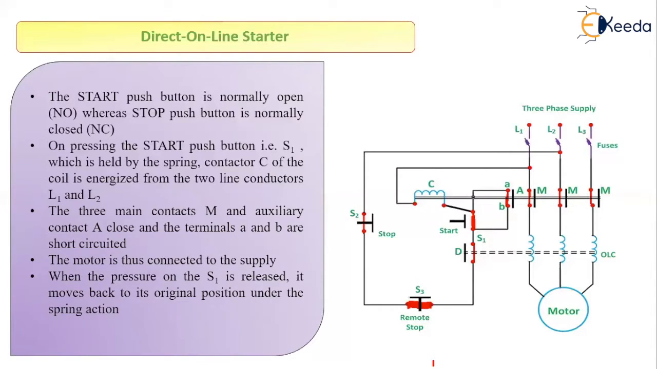Now suppose I want to stop the motor. What will I do to stop the motor? I have to just press this stop push button. But before that, this start push button is a press button. So once you release the pressure of this start push button, what will happen? You might think that the button may go back to its original position and the motor will get disconnected from the supply. But this does not happen. When we release the pressure on the start push button, it does not go back to its original position because there is a spring action. So it will be holding itself in its closed position, and so the contactor coil C will continue to remain energized through the points A and B.